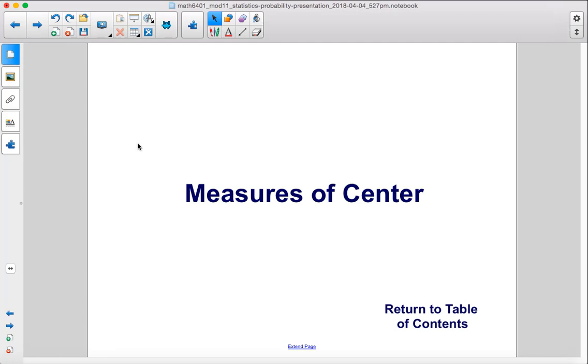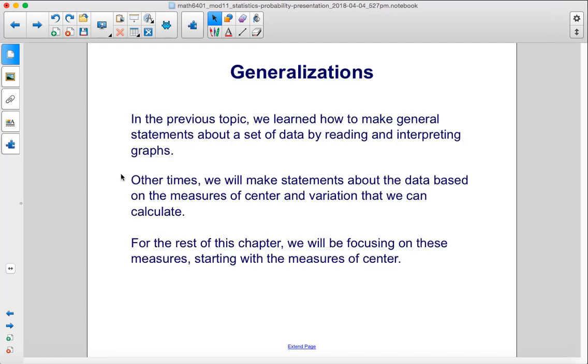Measures of center. In the previous topic, we learned how to make general statements about a set of data by reading and interpreting graphs. Other times, we will make statements about the data based on the measures of center and variation that we can calculate. For the rest of this chapter, we will be focusing on these measures, starting with the measures of center.